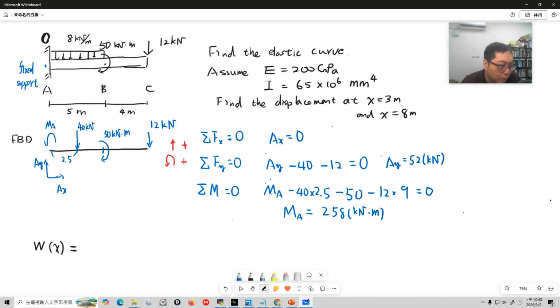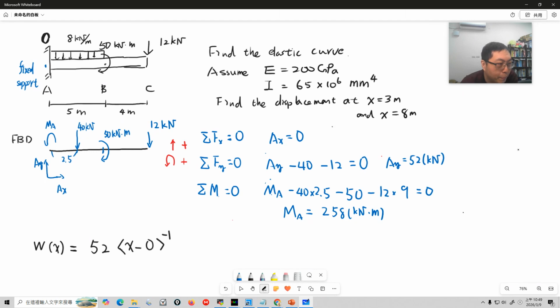First of all, it's 52, and it's positive, because going up is positive. And then the power of the concentrated load is what, minus 2 or minus 1? It's at position 0, since we set the origin at point A, so it's x minus 0. And the power is minus 1.